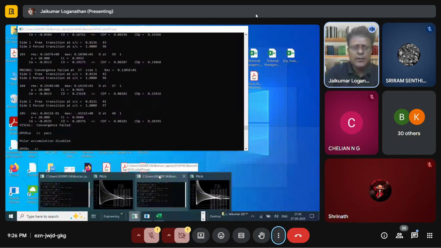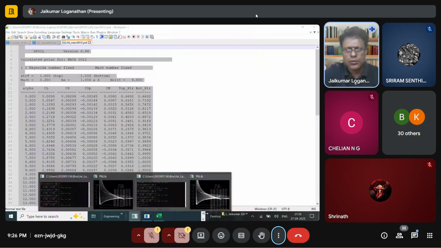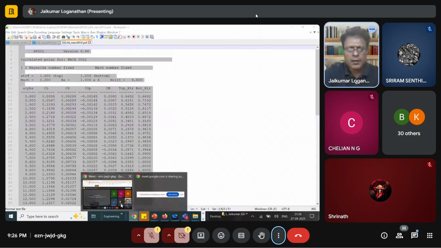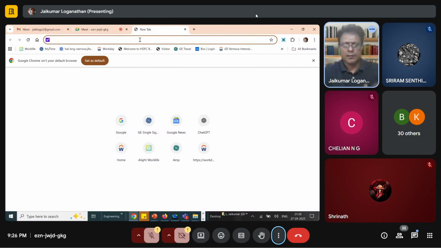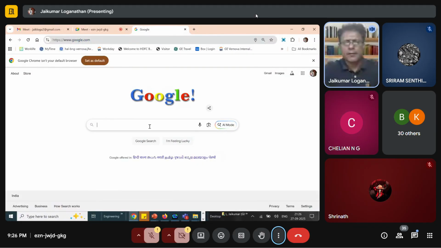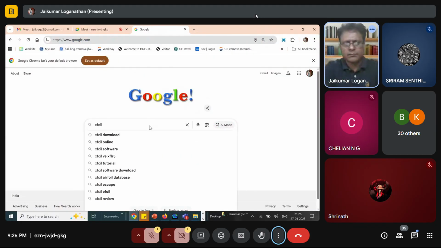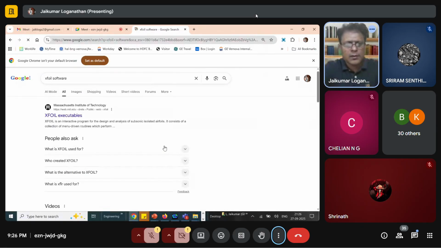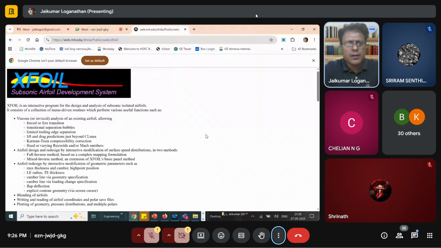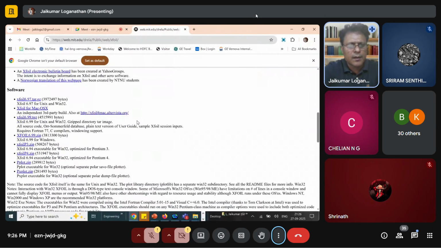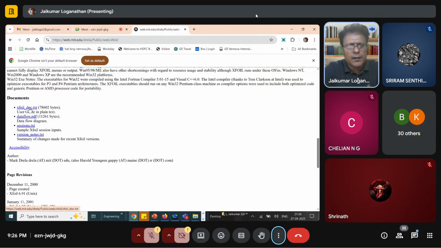Okay. So I'll take a pause here. Maybe we will stop here. I want whoever is interested to go back and try some airfoils and analysis using XFOIL. There is a nice user document. All you have to do is go to Google and search, let's see, XFOIL software. So this is from MIT. This is the XFOIL software. This is the user document.